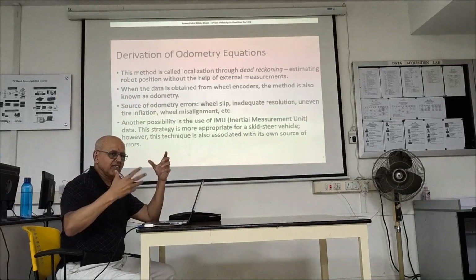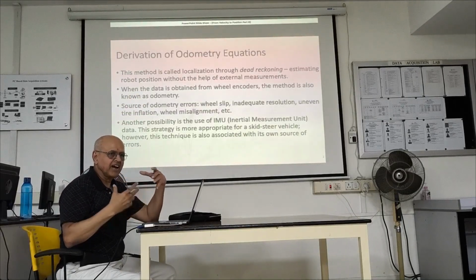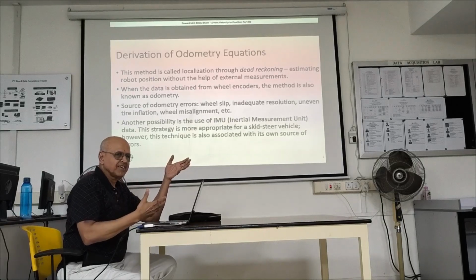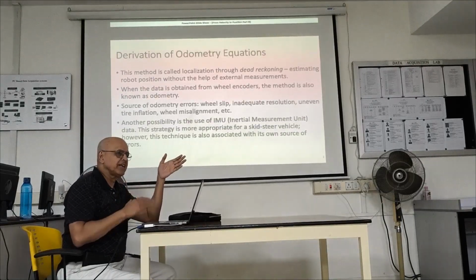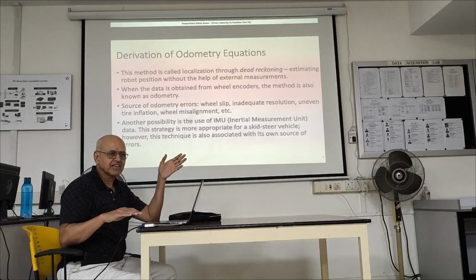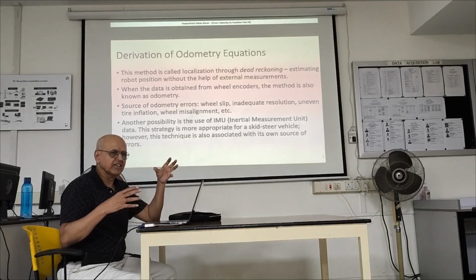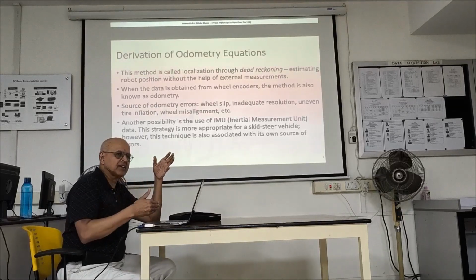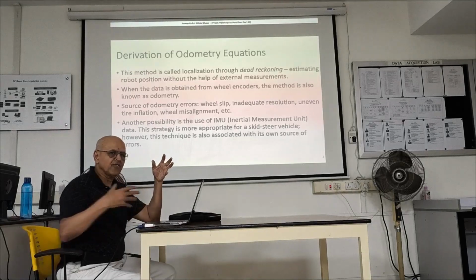So I get the velocities. If I integrate once again, I get the position. So it's a substitute for odometry, but does not work for skid steer vehicles. If you're really worried about accuracy, you put an odometer as well as an IMU, and then you find a way of combining them.